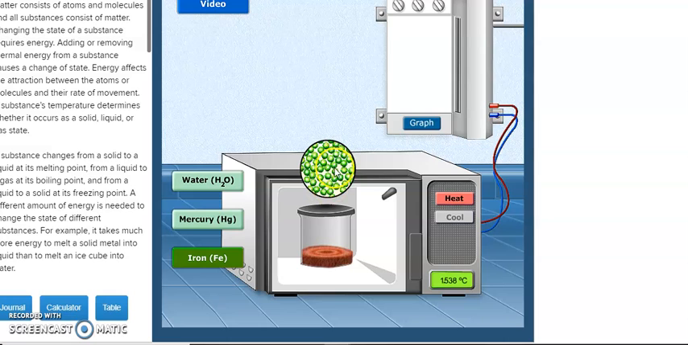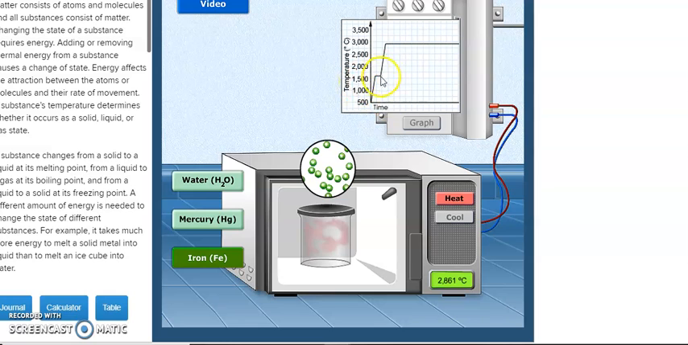You can see the particles are far apart, but you can see the temperature is 1538, so the melting point of iron is 1538. If I want to add some more heat to the iron, you can see the iron turns to gas, but at which temperature? At 2861 degrees Celsius. See, this is the graph. So this is the melting point right here for the iron, and here is the boiling point for the iron. As you see, this is the heating curve of iron.